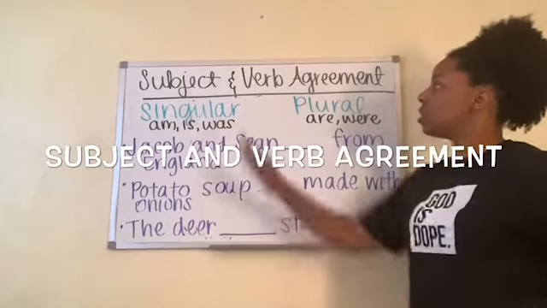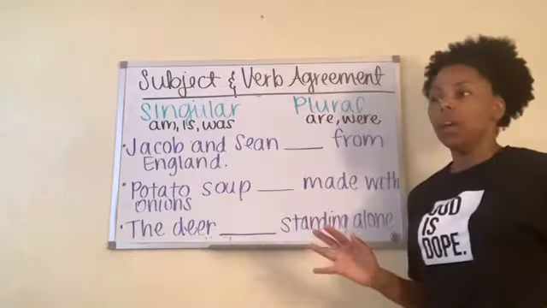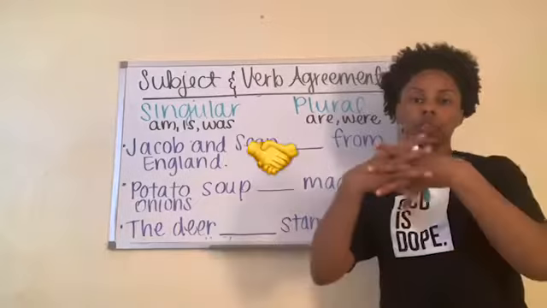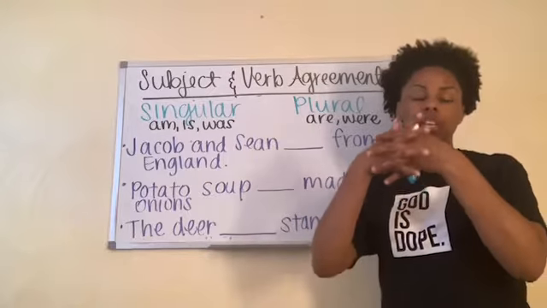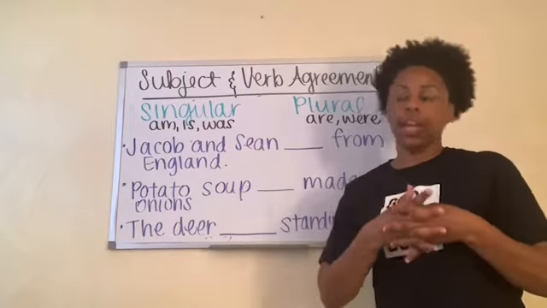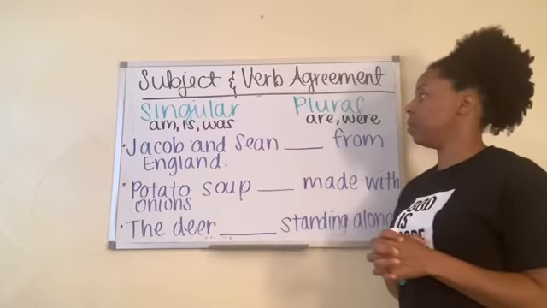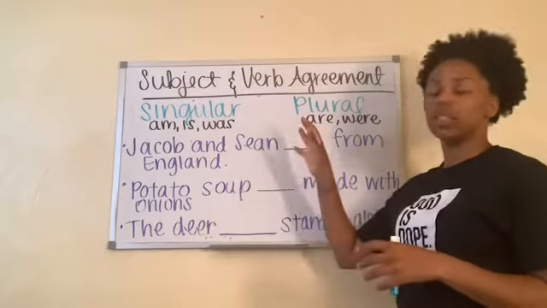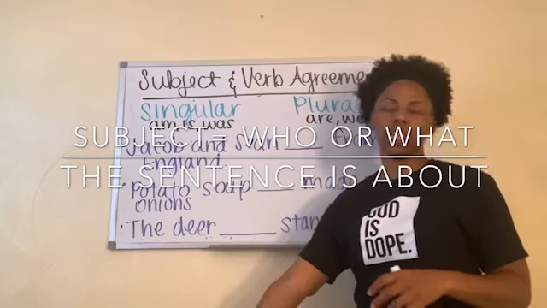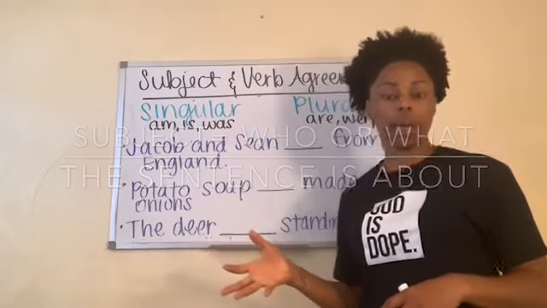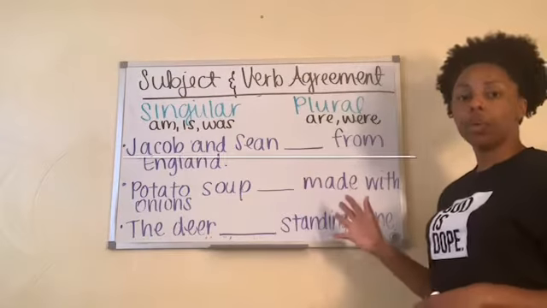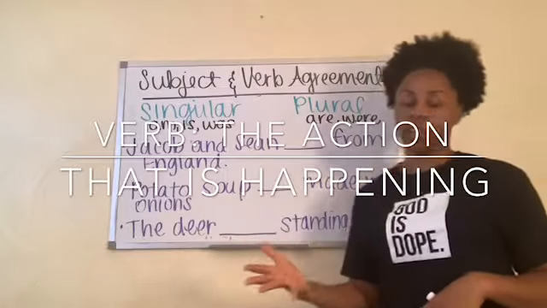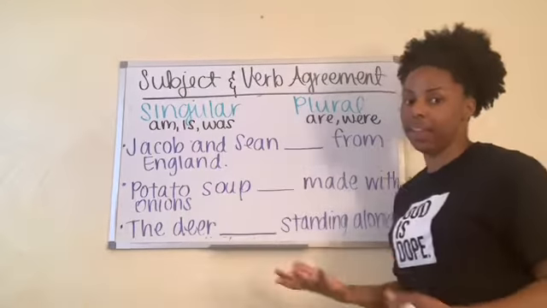Today's lesson is on subject and verb agreement. When you have an agreement, that means that the two things are working together. And that's what you need to have happen when you're talking about subjects. When we talked about back in the beginning, the subject is the thing that's being talked about in a sentence. And then you have your verb, which is the action that is happening to or is happening by that item.